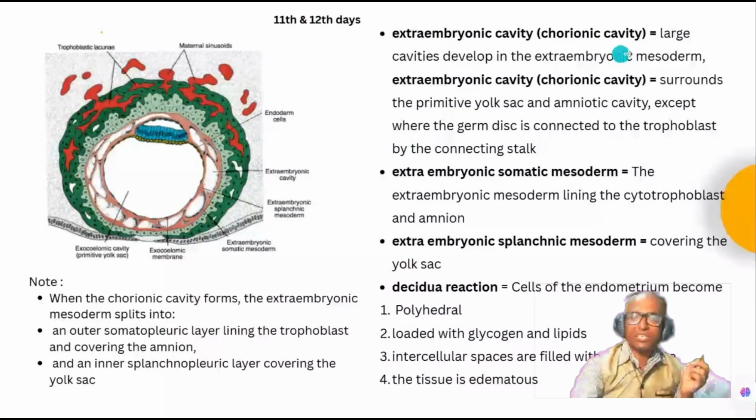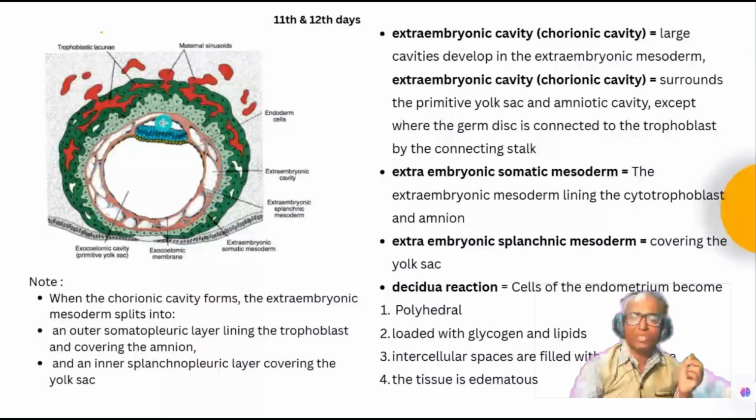You see small spaces, or lacunae, appearing inside the mesoderm. These lacunae will fuse and a new cavity will get formed. So this extraembryonic mesoderm will have multiple cavities, or lacunae, and they will unite to form one big cavity. That is called the chorionic cavity. So here you will have another cavity called the chorionic cavity.